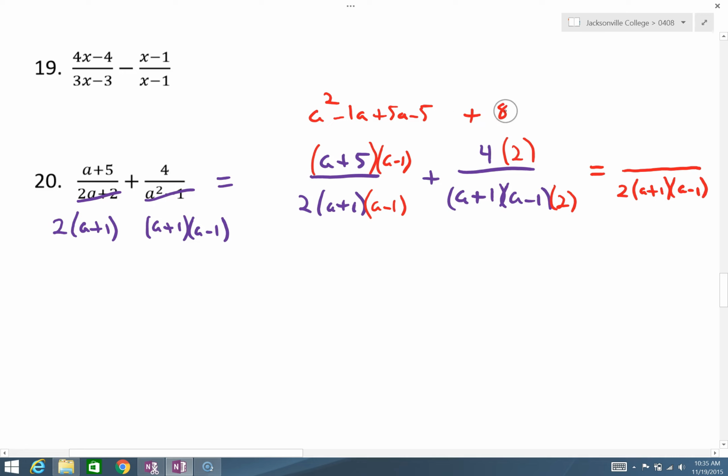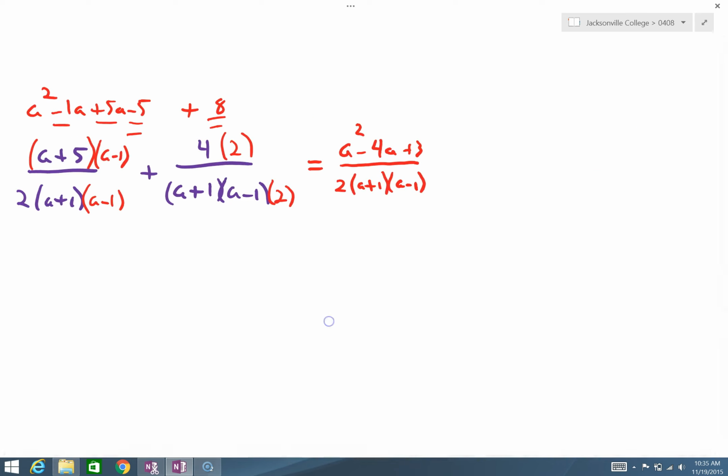So now we're just combining like terms up top. Nothing is like a squared. Negative 1a plus 5a is a minus 4a. Minus 5 plus 8 is a plus 3. This is a reasonable answer here, but it turns out we can factor this ever so slightly.